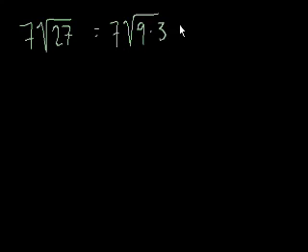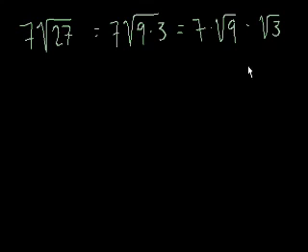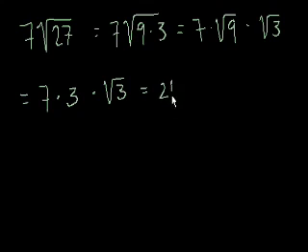And now, based on the rules we just learned, that's the same thing as 7 times the square root of 9 times the square root of 3. And well, that just equals 7 times 3, right? Because the square root of 9 is 3, times the square root of 3. That equals 21 times the square root of 3. Done. Let's do another one.